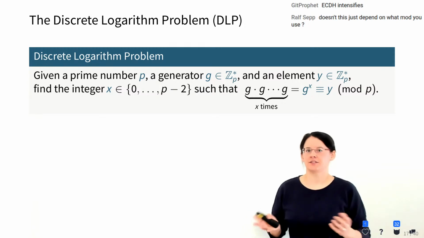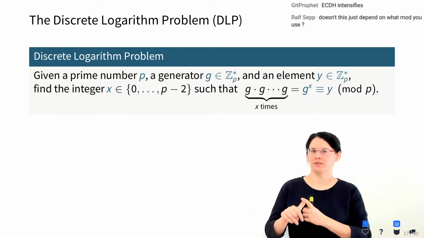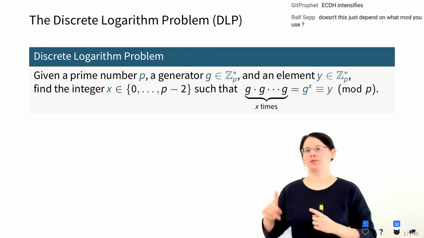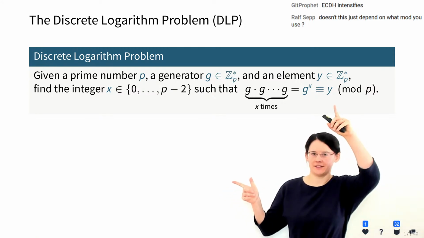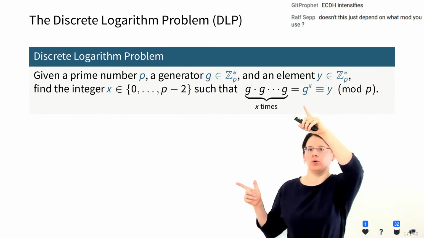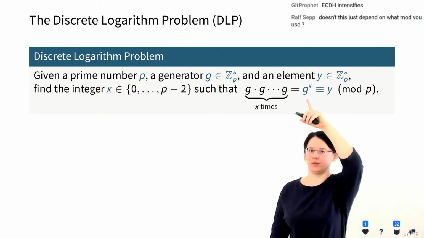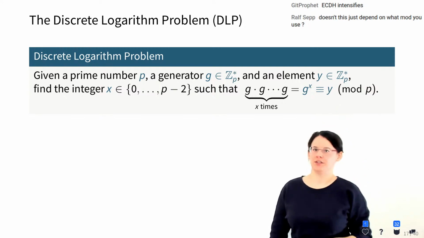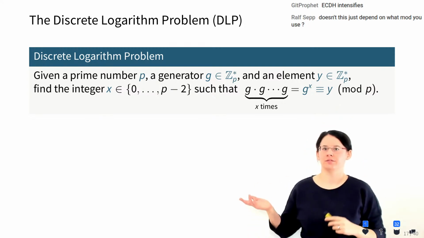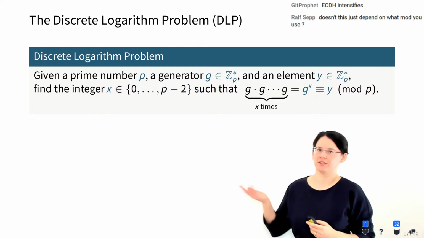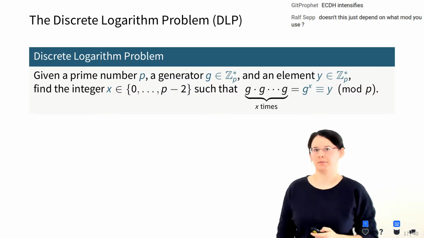Okay, so this is the discrete logarithm problem. Given a generator, and of course the corresponding group, and given a challenge element that it generates, the question is, how does it generate it? So what is the exponent I need to use to generate this element? And since the logarithm is the inverse function of exponentiation, this is called the discrete logarithm problem.